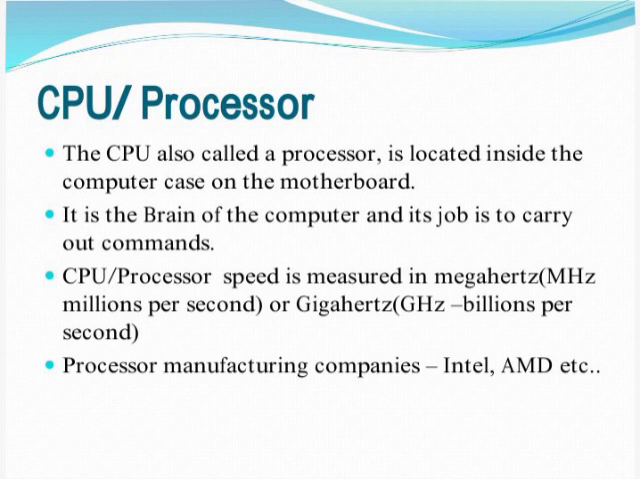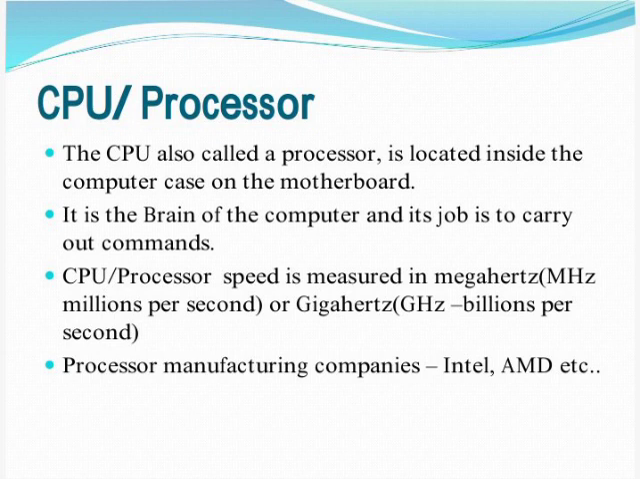Next, it is the brain of the computer. As humans, we have a brain for doing everything. In the same way, the computer has a brain. It is called the CPU. Next, what is its job? It carries out the commands. What command? You can say it is an instruction given by us. So the first points: the CPU is also called the processor. It's located inside the computer case on the motherboard. It is the brain of the computer and its job is to carry out commands. Clear students?